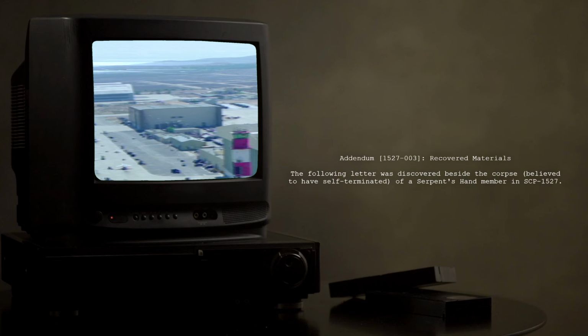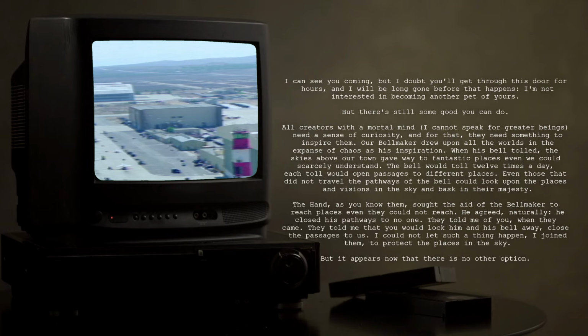Addendum 1527-003, recovered materials. The following letter was discovered beside the corpse, believed to have self-terminated, of a Serpent's Hand member, an SCP-1527. It states, I can see you coming, but I doubt you'll get through this door for hours, and I will be long gone before that happens.